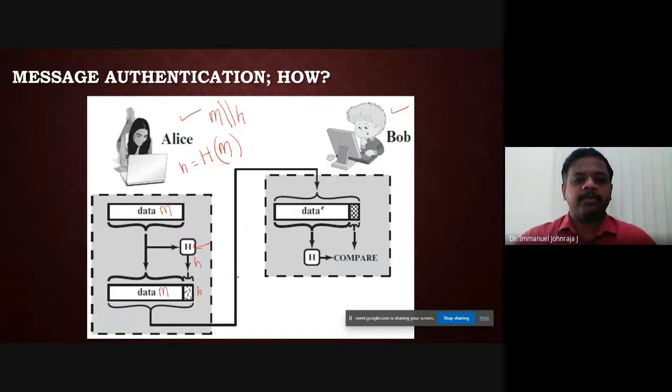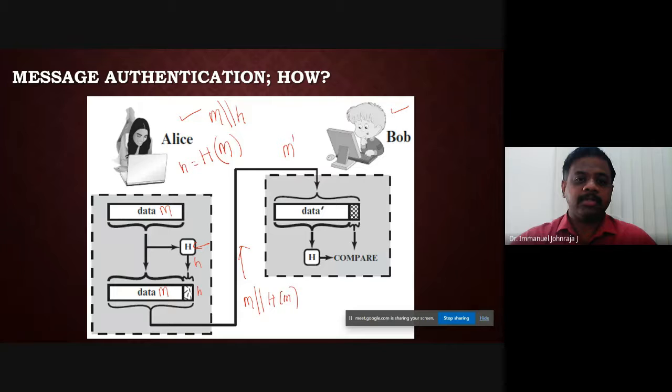In other words, if you want me to write it in technical terms, you have your message that is appended with H of M. Isn't it simple? Yes. So that is transmitted over your secure or unsecure channel. It is received. The receiver is Bob here. So Bob receives the message.